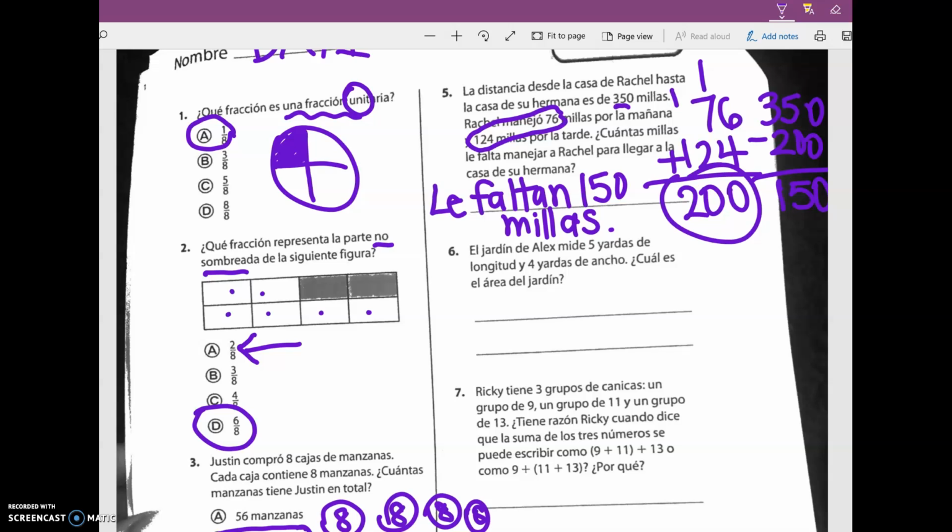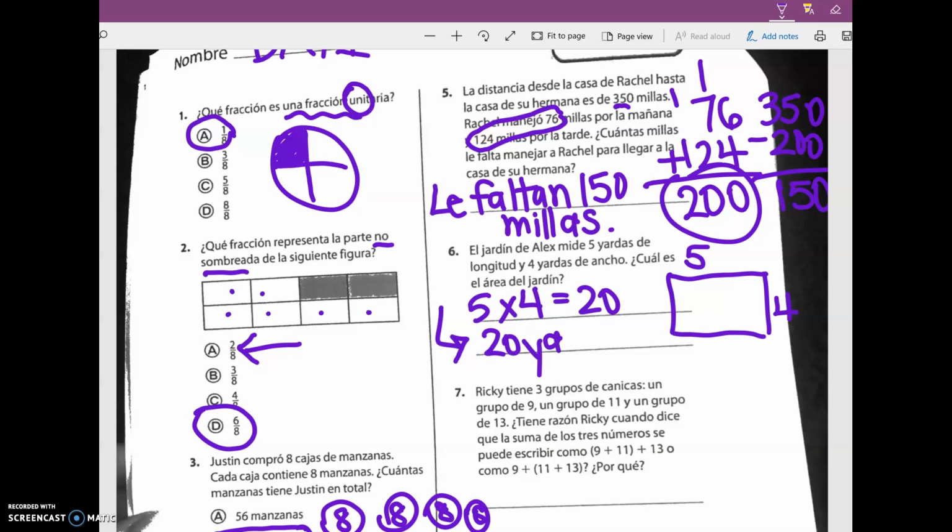El jardín de Alex mide 5 yardas de longitud y 4 yardas de ancho. ¿Cuál es el área? 5, 4. Area is length times width, así que 5 por 4 es igual a 20. So la respuesta es 20 yardas. Who remembered it? Cuadradas. Area is when you count it by the squares. So make sure that you put squared.